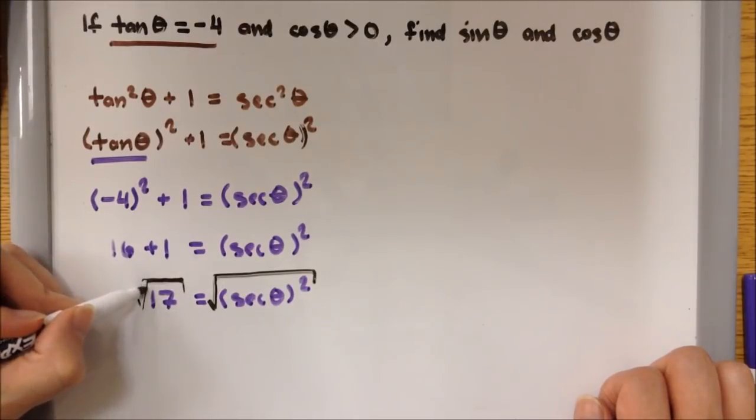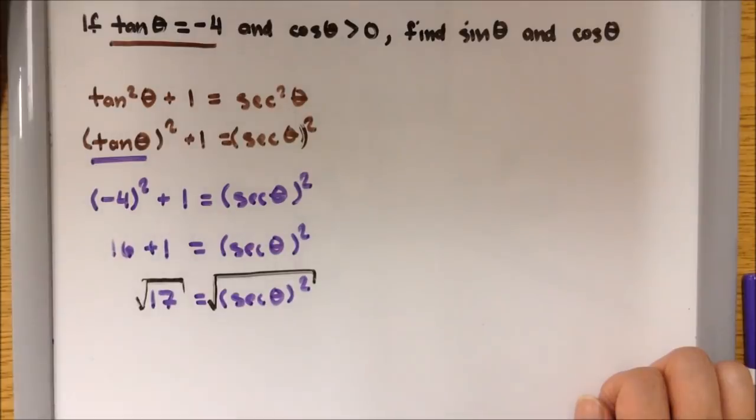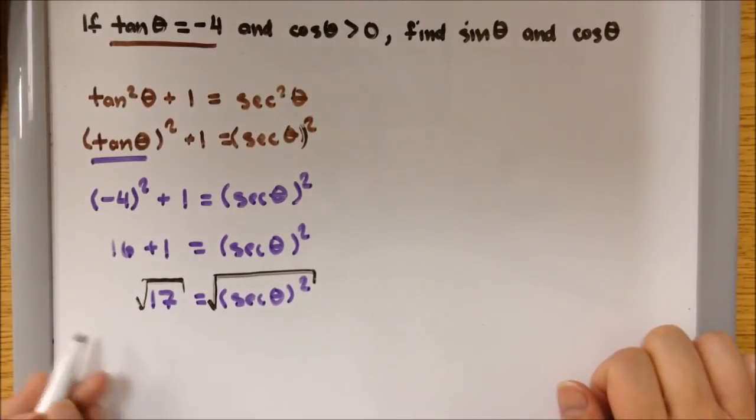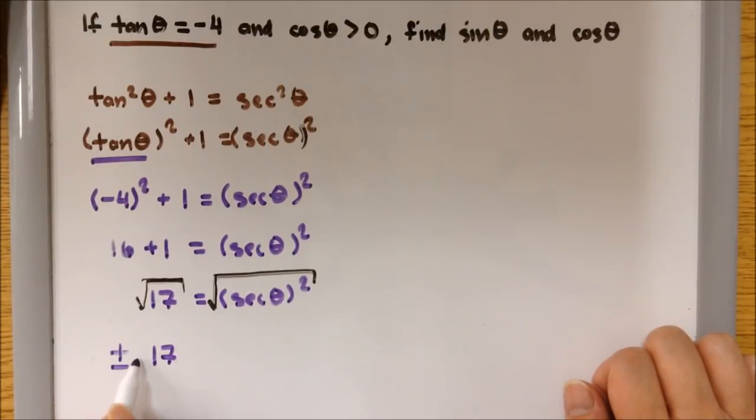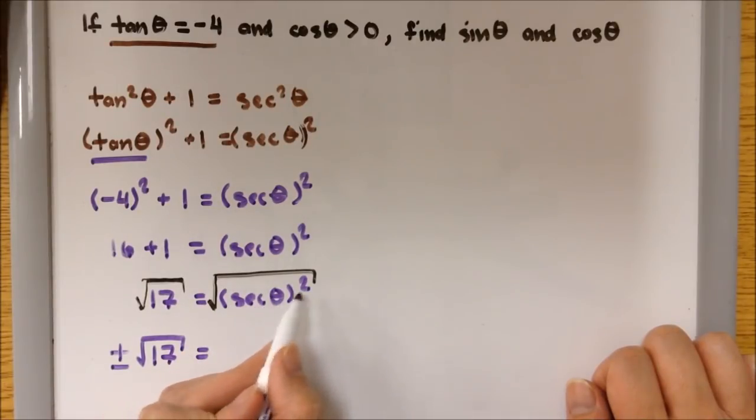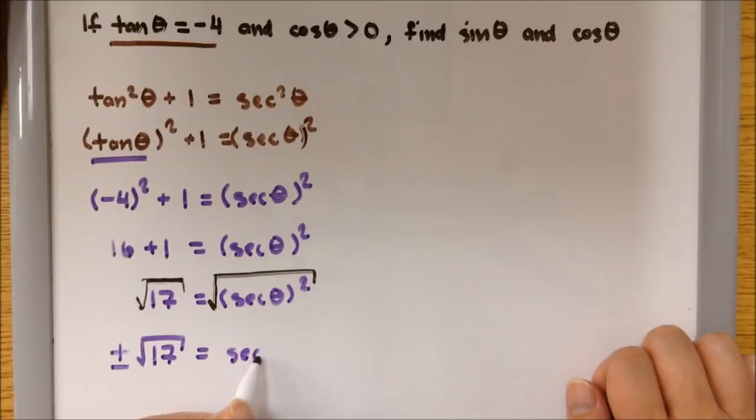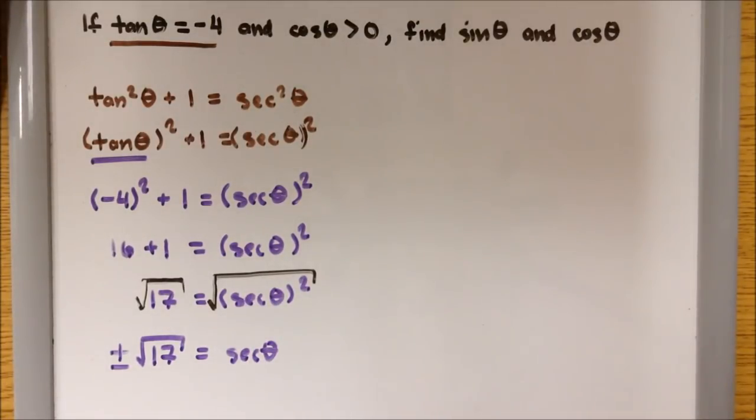Now when you're doing the square root of any number, there's always one thing you have to include, which is plus and minus. So when we do square root on both sides, on the left side will be plus minus square root of 17, because it was not a perfect square, equal to the square root of secant theta squared will be simply secant theta. So again, when you're doing the square root of any given number and you're simplifying, always include plus and minus, because doing the square root will give you two answers.